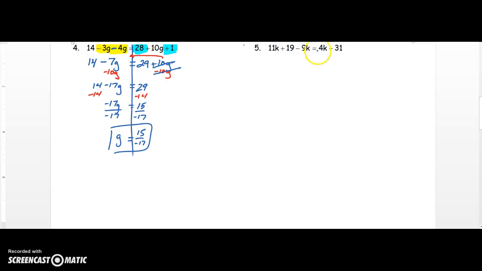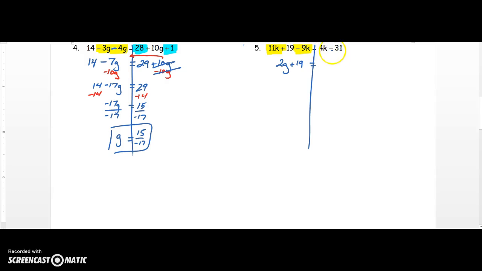Number 5. Do we have to distribute on both sides of the equation? No. Do we have to combine like terms? Let's take a look. On the left side, do we have any like terms? We have an 11k and a negative 9k. It's perfect. Okay, we have like terms. So we have 11k minus 9k. You get 2k. Bring your positive 19 down since we have not touched it.